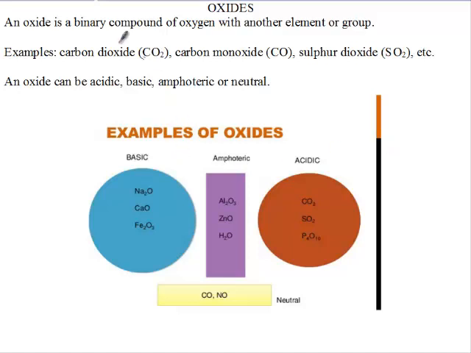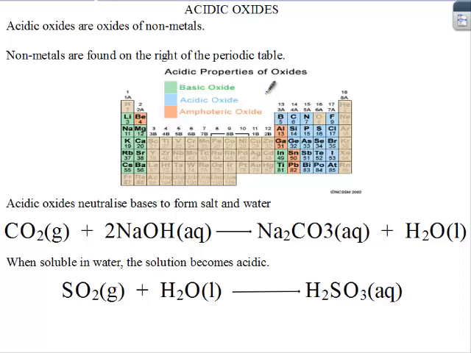We've just seen that oxides are binary compounds. They can be acidic, basic, amphoteric, or neutral. Now let's take these one after the other and see exactly how different they are from each other.